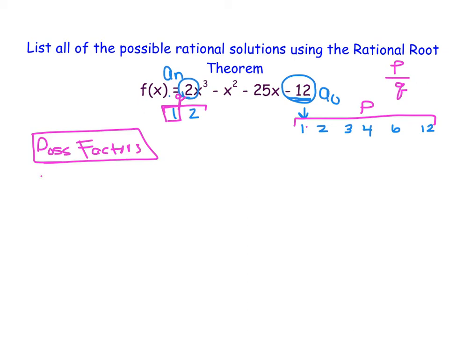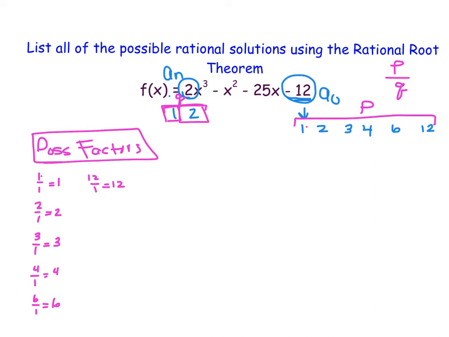If we do 1 over 1, that simplifies to be 1. 2 over 1 simplifies to be 2. 3 over 1 simplifies to be 3. 4 over 1 simplifies to be 4. 6 over 1 simplifies to be 6. And 12 over 1 simplifies to be 12. Then if we look at q of 2, we do the same thing.